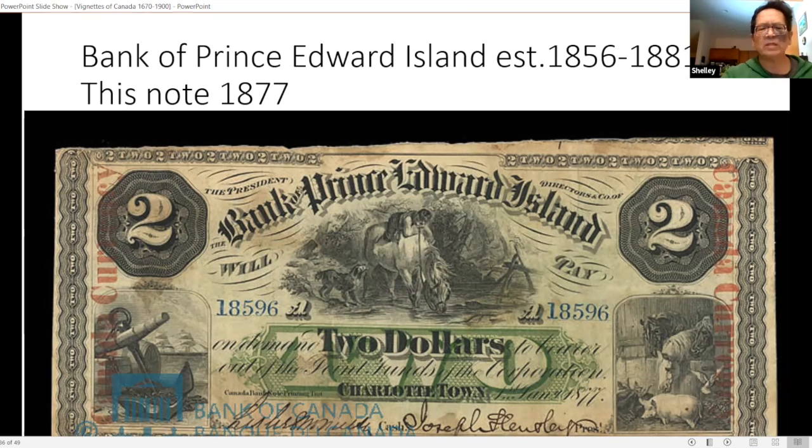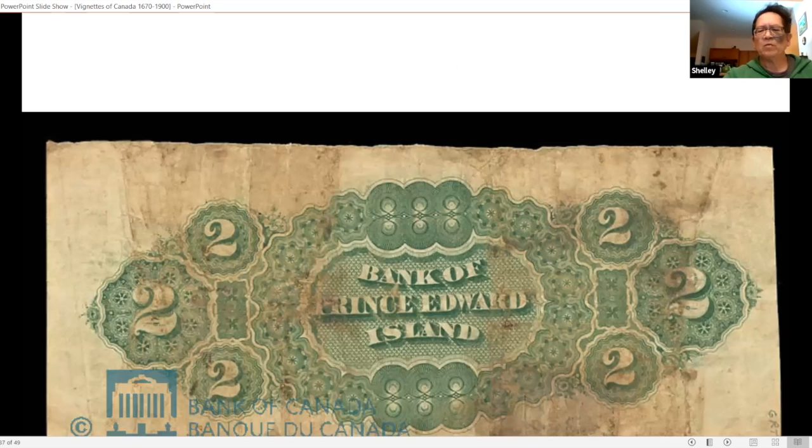Interesting enough, it says Canadian currency. Because at that time period, we're still debating, do we follow the US dollar? Or, what is the difference between a Canadian dollar and a US dollar? So you have that overprint of Canadian currency. Bank of Prince Edward Island on the back.